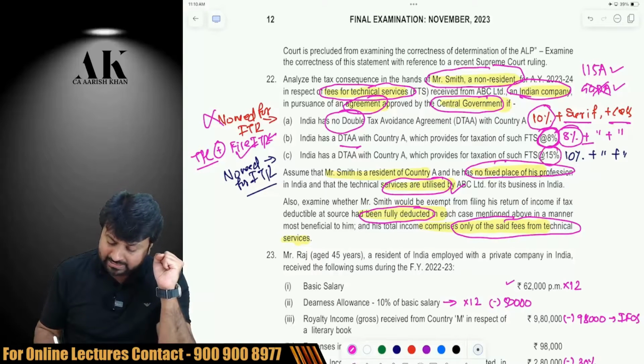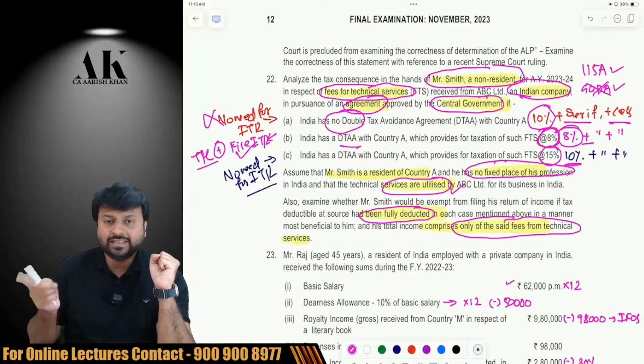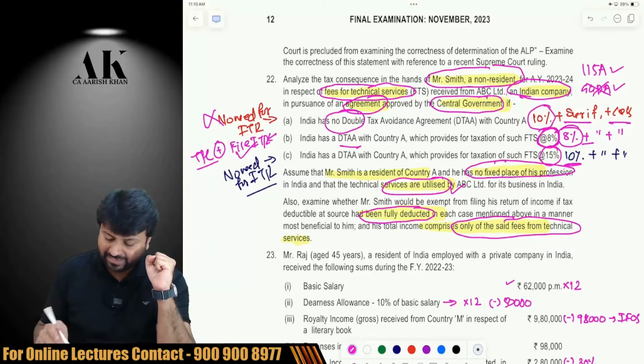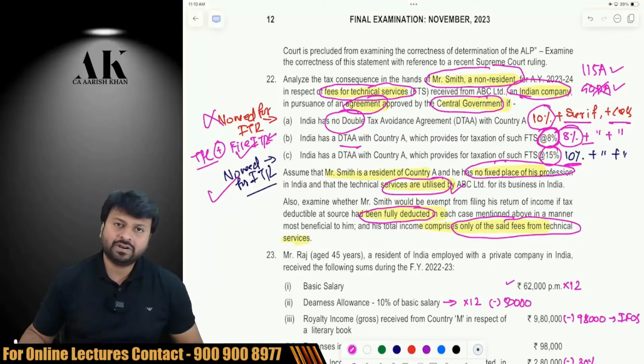In the third case, the DTAA is showing 15%. Therefore, the assessee will pay tax as per 115A, and because the assessee is paying tax as per 115A, the assessee will not be liable to file what? ITR under the 115A provision.